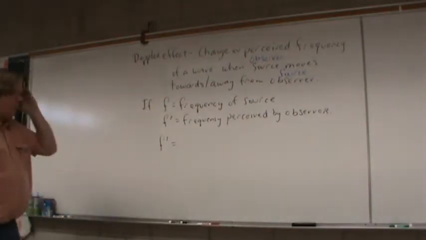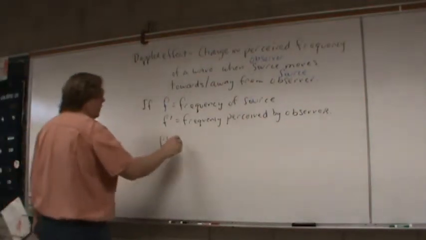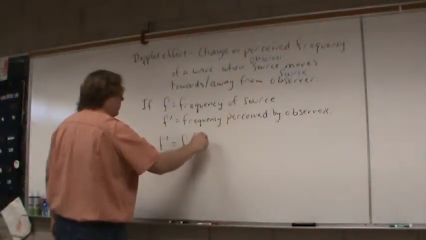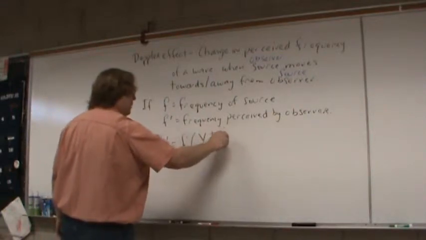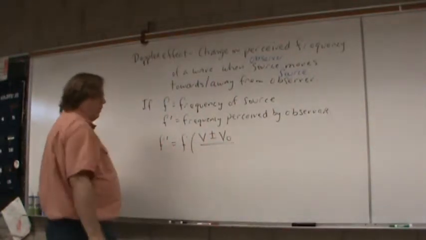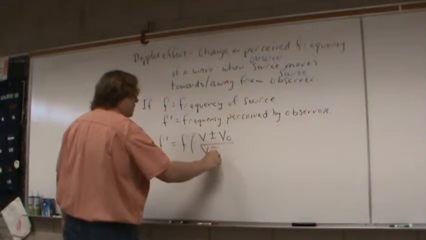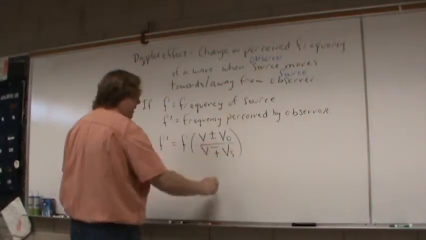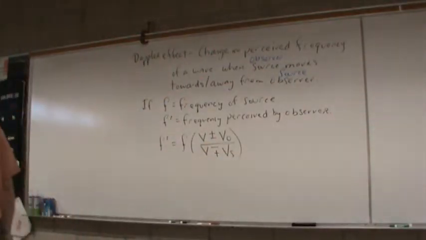The frequency perceived by the observer equals the frequency of the source multiplied by V plus or minus V sub O over V minus or plus V sub S. You do not have to memorize this formula. It's not on the AP exam. When I give it to you on an exam, I will give you the formula.